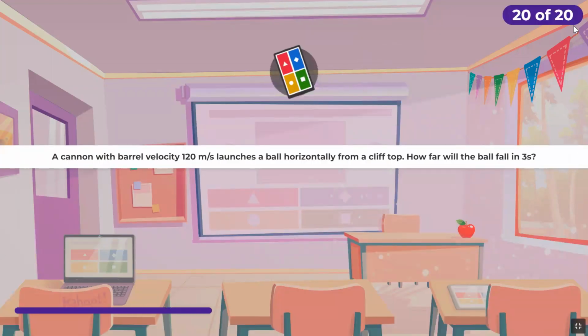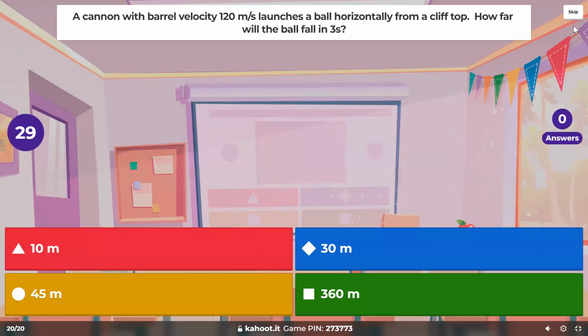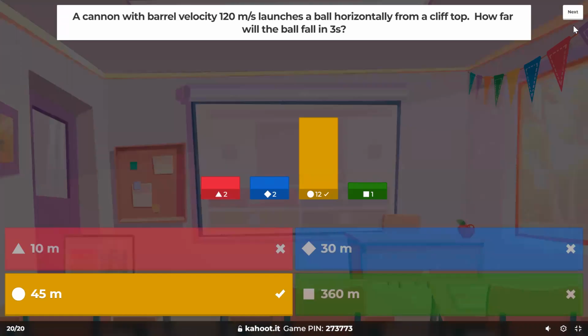A cannon with barrel velocity 120 meters per second launches horizontally from the top of a cliff. How far does the ball fall in 3 seconds? How far does it fall in 3 seconds? All right, 45 meters.